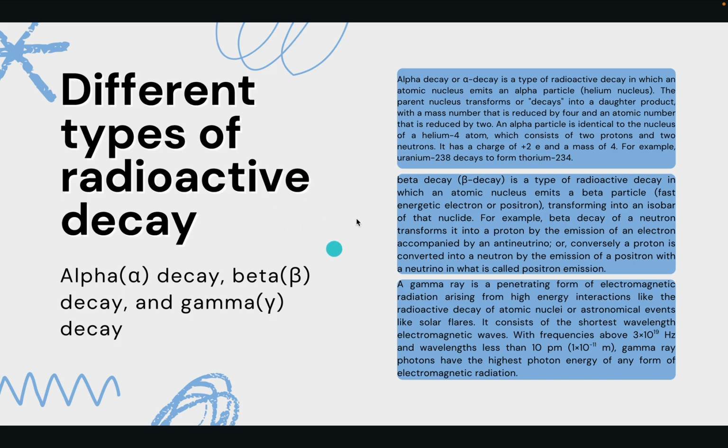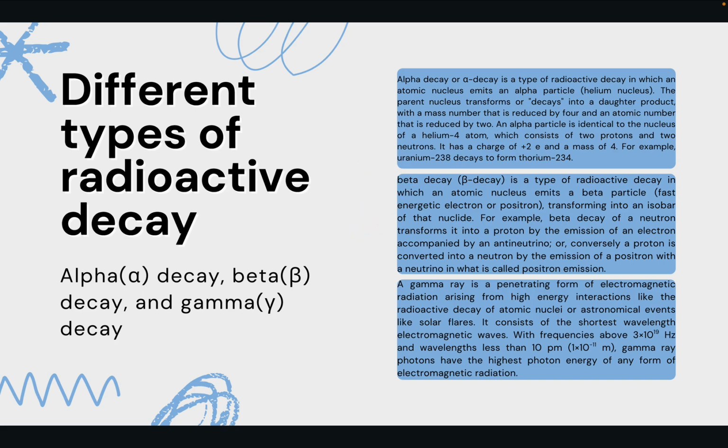Beta decay involves the emission of a beta particle, which is either an electron or a positron. This happens when a neutron converts into a proton or vice versa. Beta particles are lighter than alpha particles and can penetrate further, because they can be stopped by plastic or a few millimeters of metal. And gamma decay is the emission of gamma rays, which are high energy photons.